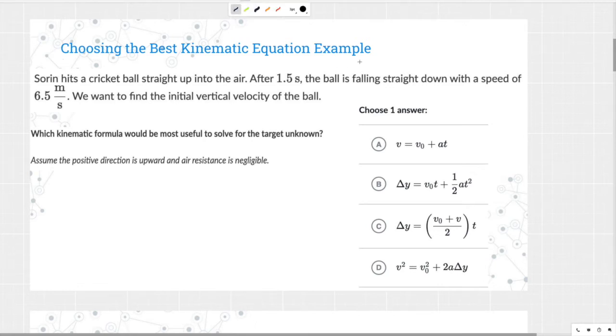Choosing the best kinematic equation. So that's what we're going to be doing today. And we're not going to actually try to apply the kinematic equations, but just try to figure out what kind of kinematic equation to use depending on what it's asking.